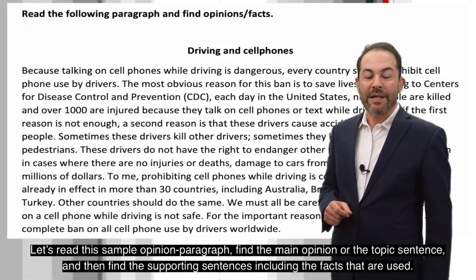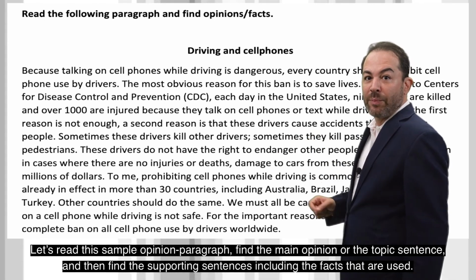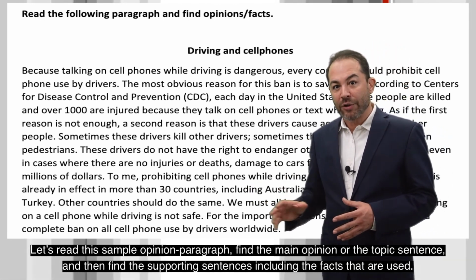Let's read this sample opinion paragraph, find the main opinion or the topic sentence, and then find the supporting sentences, including the facts that are used.